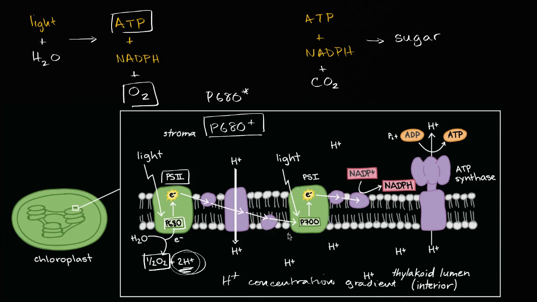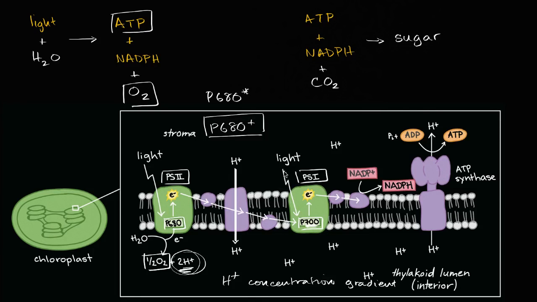That electron can eventually make its way over to photosystem 1. And why is it called photosystem 1? Well, it's because it's the first one that was discovered. In photosystem 1, there's another chlorophyll A pair called P700, and that's because it optimally absorbs light of a wavelength of 700 nanometers.